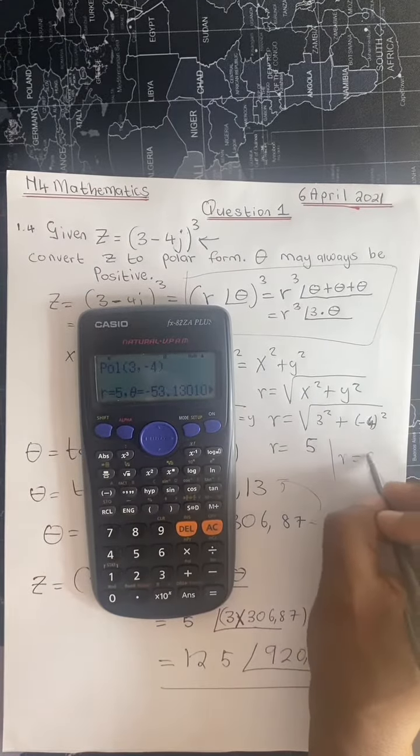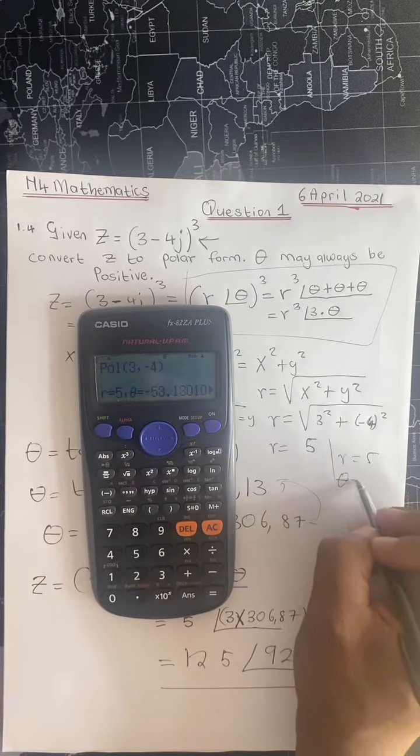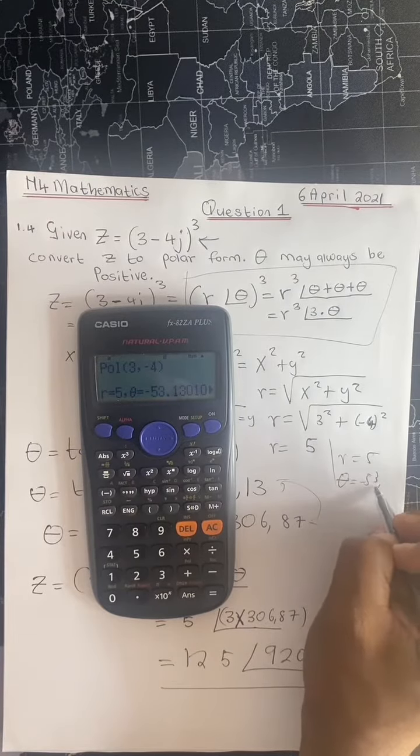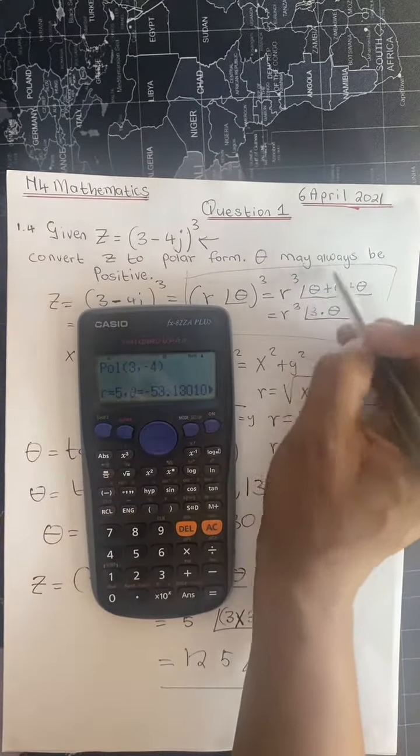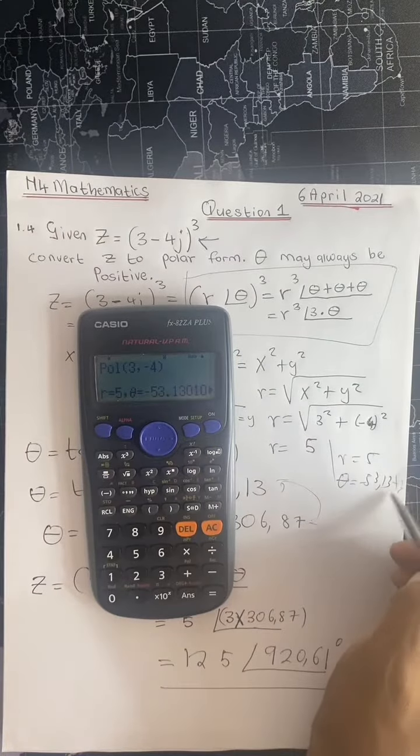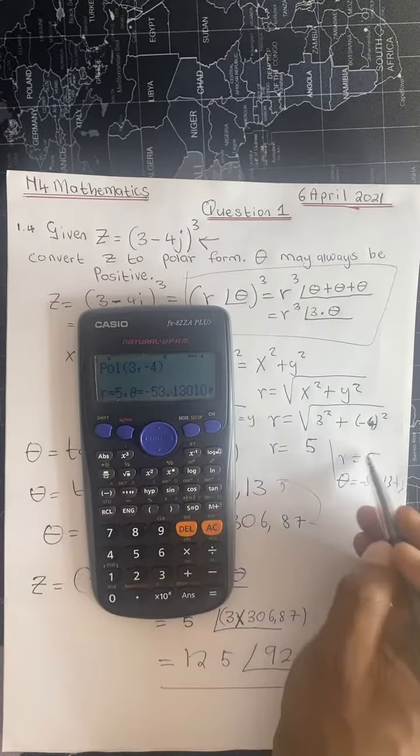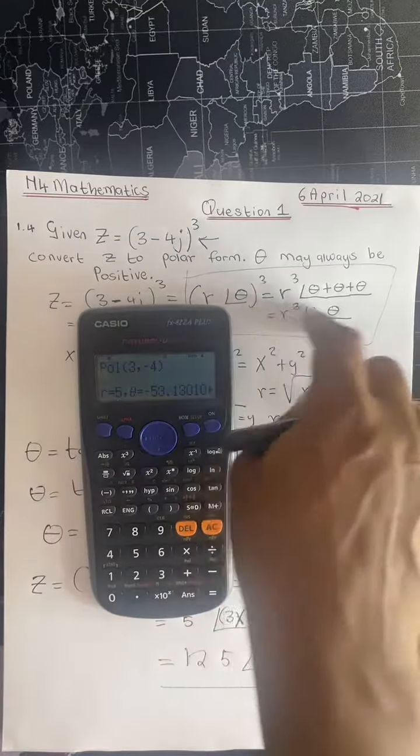Our r will be equals to 5, like the way that we found the r, and our theta is -53,13. They said that it must be positive, so you'll also add 360 to this, and you'll plug this in that equation.